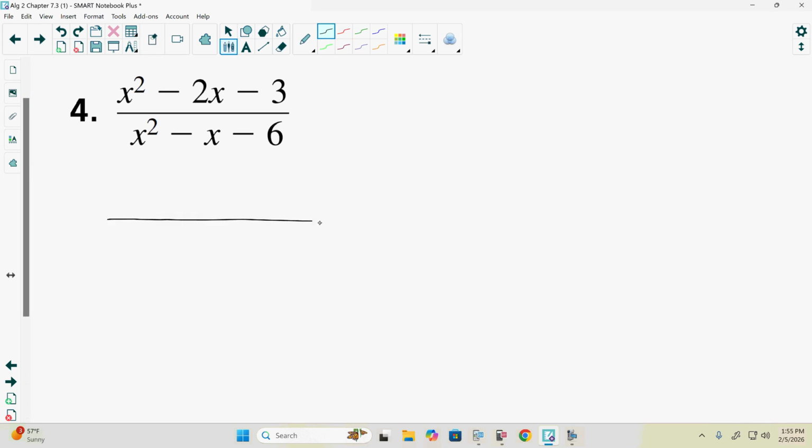All right. We're going to factor this here. x squared minus 2x minus 3 over x squared minus x minus 6. So we have to factor the top and bottom, and simplify like expressions. Do we want to factor the top or the bottom first? The top.